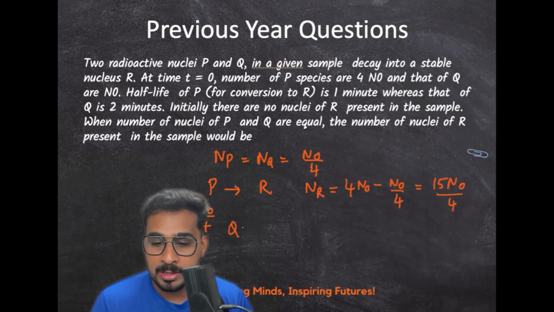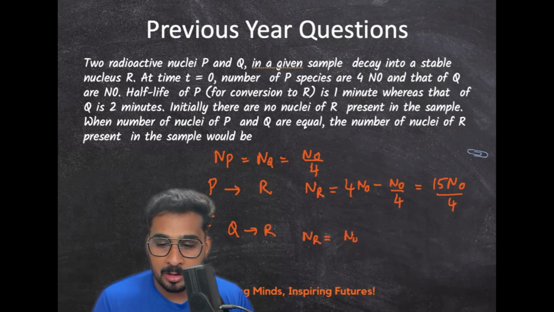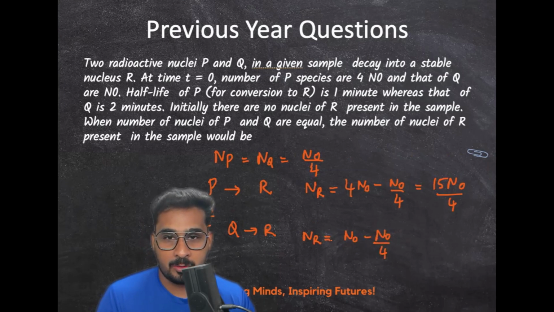Similarly, Q disintegrates to R. NR in this reaction will be N naught minus N naught by 4. So N naught by 4 is left out. Initially N naught was there. How much has it disintegrated? N naught minus N naught by 4, which becomes equal to 3 N naught by 4.